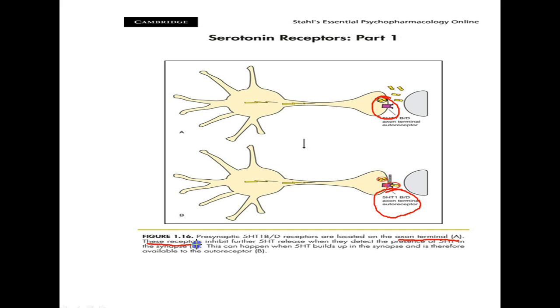These receptors further inhibit 5-HT release when they detect the presence of 5-HT in the synapse. So this is one of the ways where it prevents excessive intake or excessive depletion of neurotransmitter in the synaptic cleft.